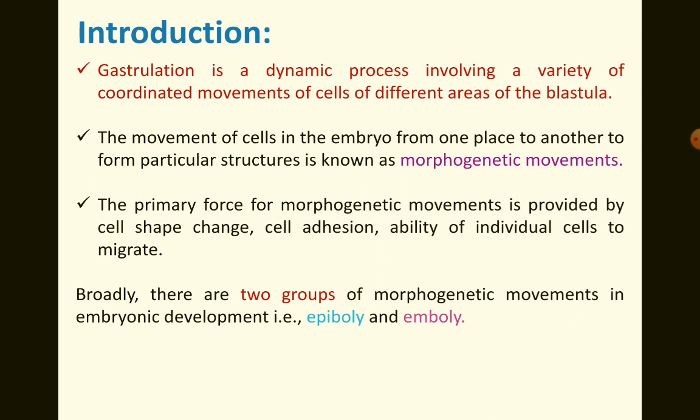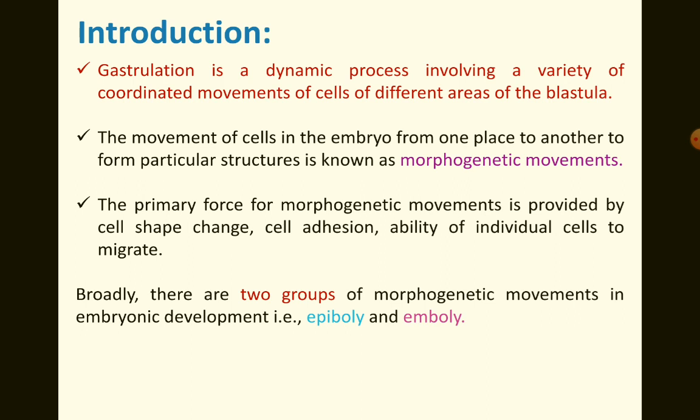The movement of cells in the embryo from one place to another to form a particular structure is what is called morphogenetic movements. The primary force behind these morphogenetic movements could be a change in cell shape, or cell adhesion, or the ability of individual cells to migrate from one place to the other. When we talk about these morphogenetic movements, different varieties of such movements have been observed during the process of gastrulation. When we consider all such movements, they can be broadly classified into two.